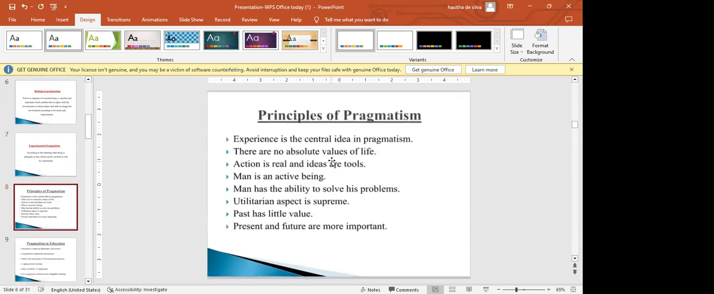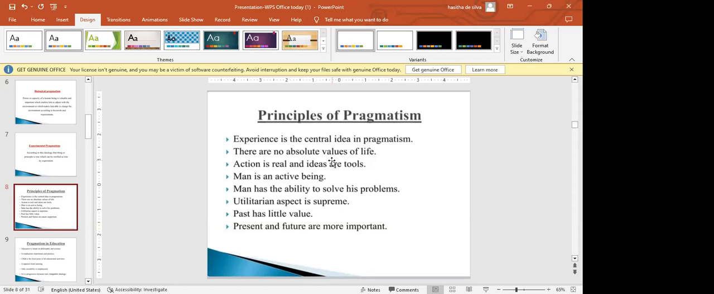Here's the slide showing principles of pragmatism. There are eight principles of pragmatism.